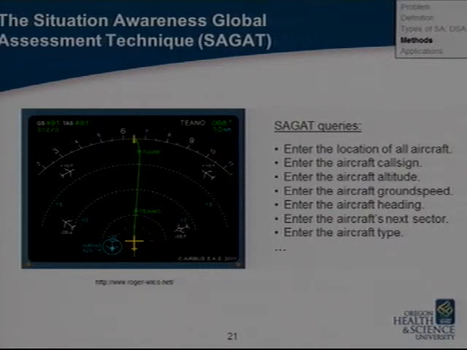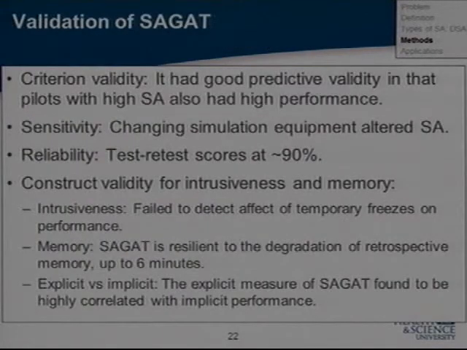SAGAT is a technique used by Endsley to put the subject in a simulation and issue freeze probes to them randomly. The subject will see a representation on a screen of what their plane is doing in a flying task, and then they'll blank the screen and ask them a series of questions like, how many planes did you see on the screen? What was their designation? What's the aircraft altitude, and so on. In general, this method has performed very well in actually assessing the contents of the subject's mental models. It has good construct validity, it has good reliability, and so on.